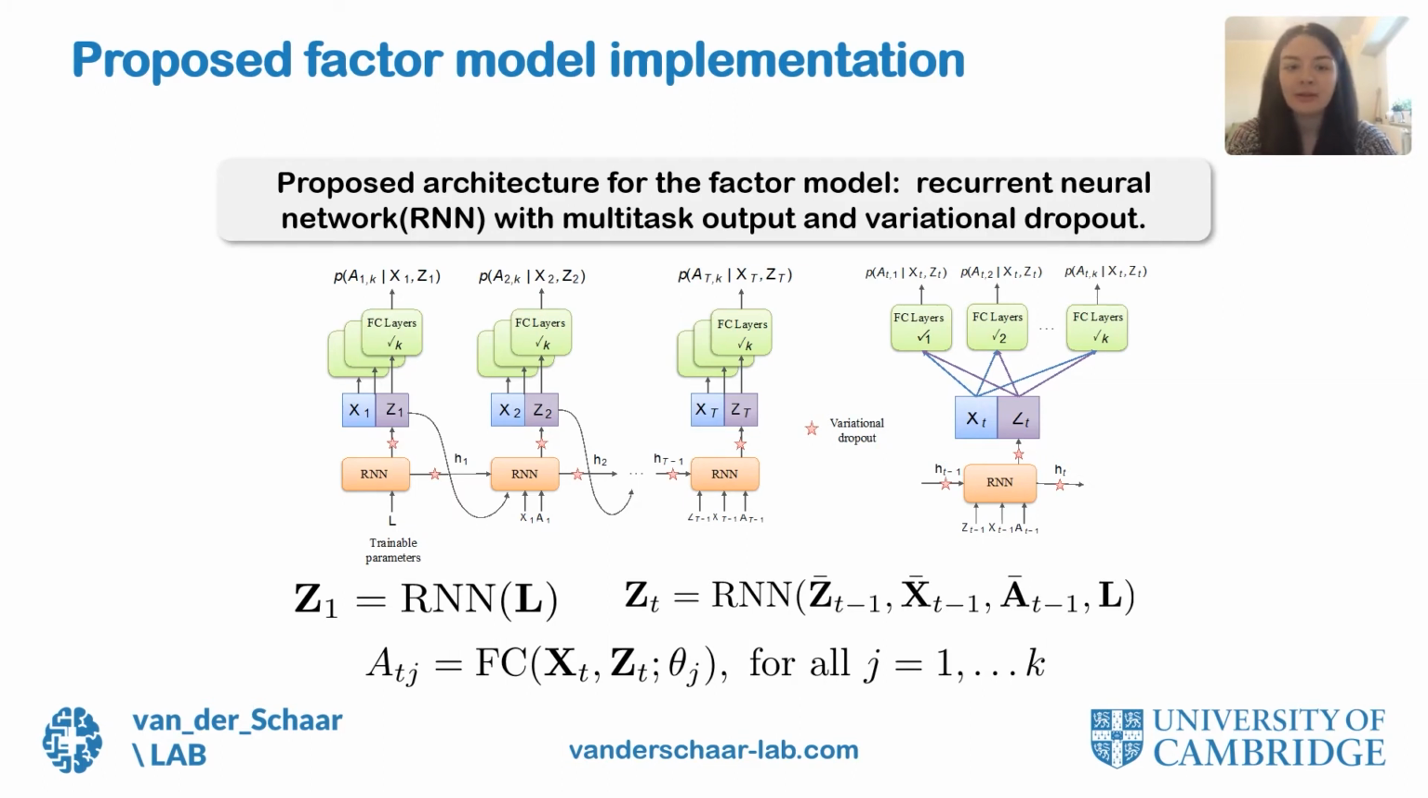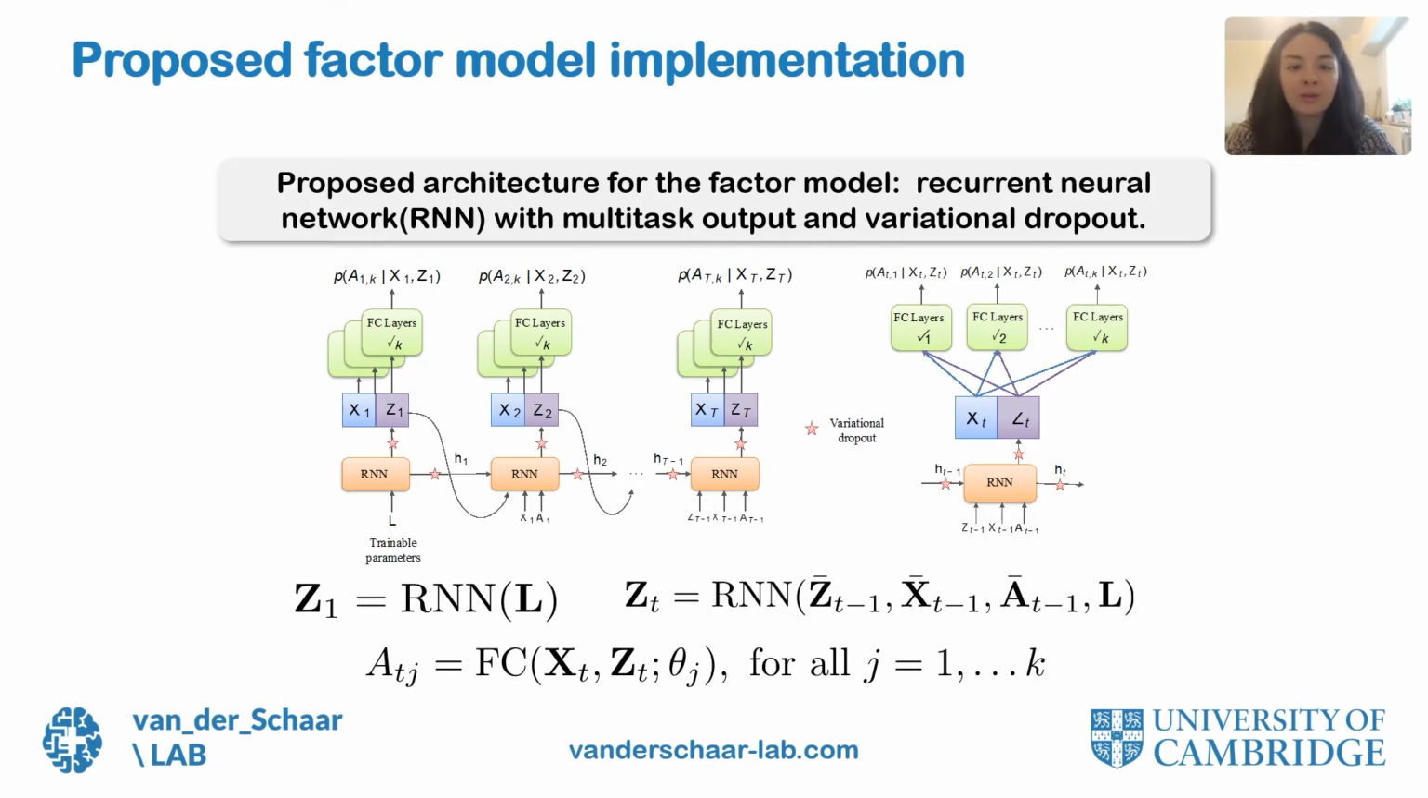So using the theory developed for the factor model over time, we introduced a practical implementation based on a recurrent neural network with multitask output and variational dropout, as illustrated in this figure. So we place Z as a function of the patient history, processed through a recurrent neural network. Then, we use multitask heads with fully connected layers to model each treatment assignment as conditionally independent given the latent variable Z and the patient covariates X.